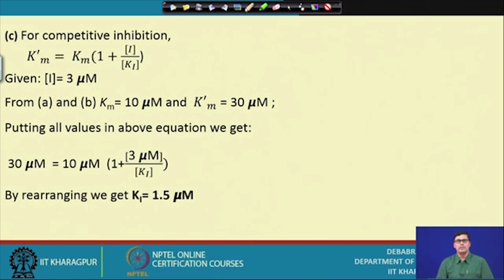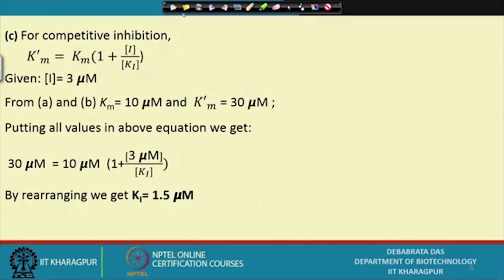So, in this particular problem, what did we try to find out? We tried to find out how, in case of competitive inhibition, we can determine the value of Km, how we can find out the new Km value due to inhibition, and from this Km value we can also determine the value of Ki, that is the equilibrium constant between the enzyme and the inhibitor. Now, next problem.